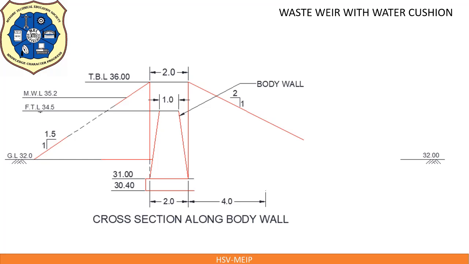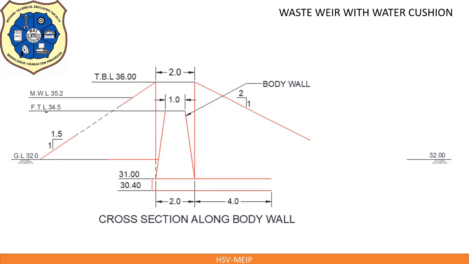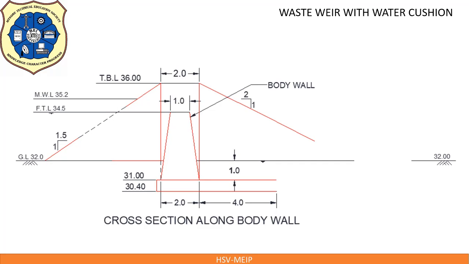Mark 4 meter distance, which is the horizontal portion of solid apron for water cushion at foundation level. Extend concrete bed lines up to 4 meter. Mark water cushion depth 1 meter given in the problem. It matches with the ground level or bed level at downstream side.